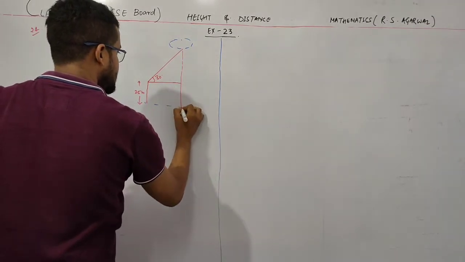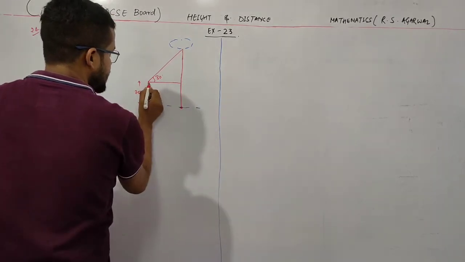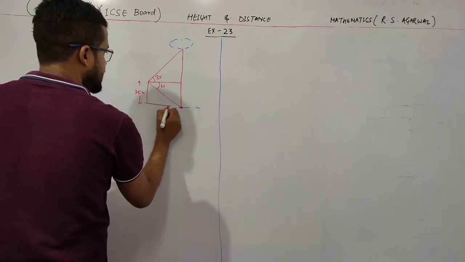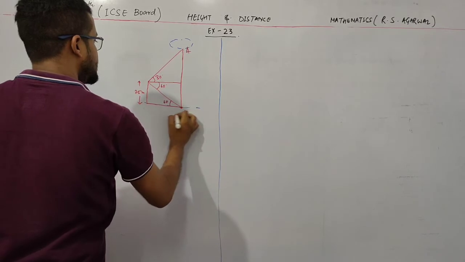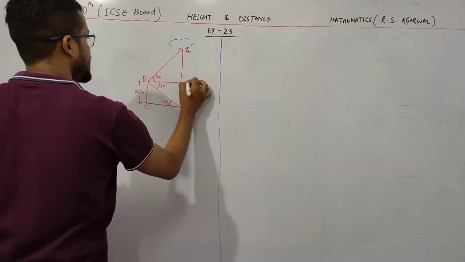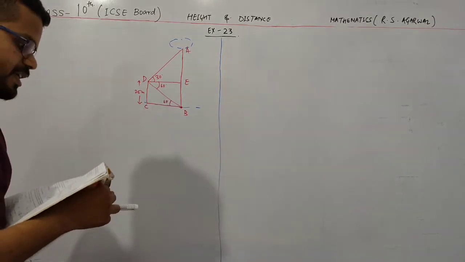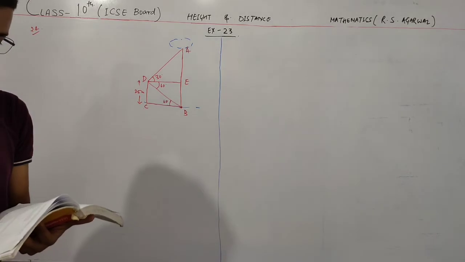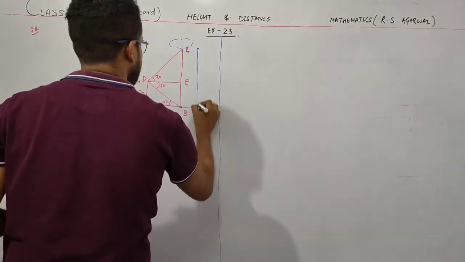and its reflection is here, so it is given 60 degree. So if this is 60 degree, this is also 60 degree. This is A, B, C, D and E. What is the height of the cloud above the lake level? We have to find this height, total height.